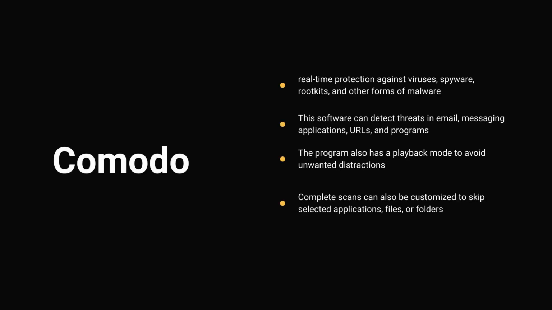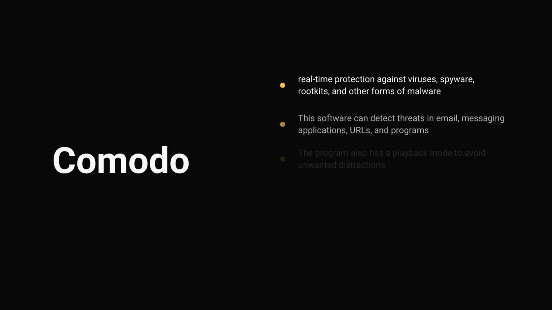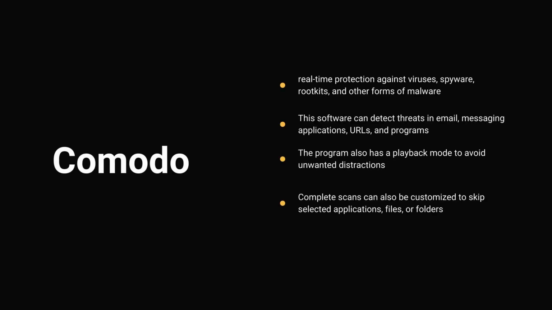8. Comodo. Comodo offers real-time protection against viruses, spyware, rootkits, and other forms of malware. This software can detect threats in email, messaging applications, URLs, and programs. Defense Plus technology indicates that unknown files are a potential threat, but does not provide additional pop-up notifications. The program also has a playback mode to avoid unwanted distractions.